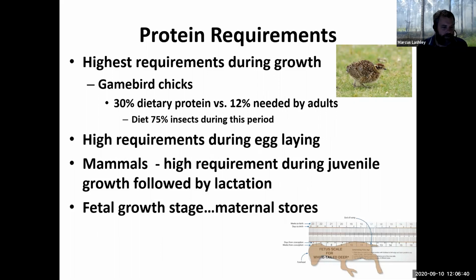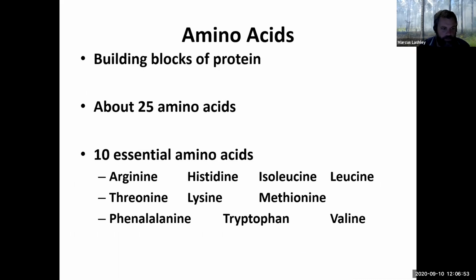The mother is drawing most of her nutrients, and a lot of it for protein for sure, from maternal stores. So just a little background on protein. There are about 25 amino acids, and these are the building blocks that make protein. It'd probably be a good idea for you to know some of these essential amino acids, because that might show up on an exam. That's a hint.